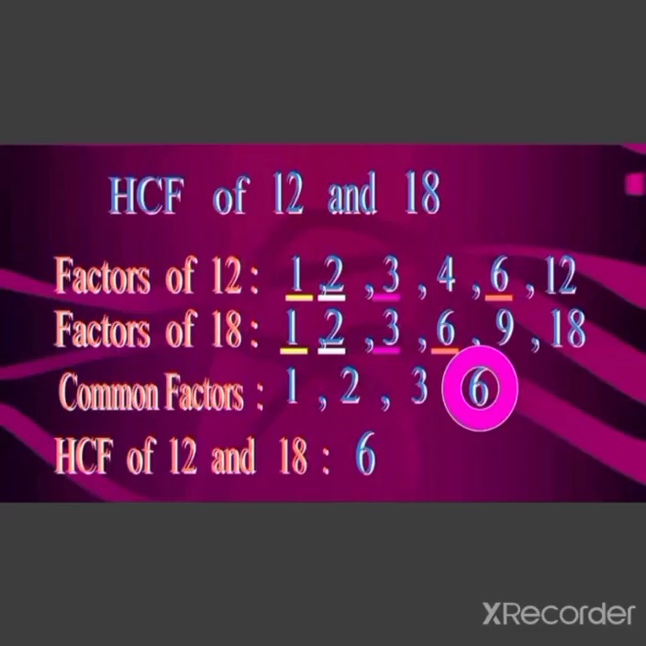Now, out of these 4 factors, 1, 2, 3, 6, we have to find the highest common factor. So 1 is not the highest, 2 is not the highest, 3 is not the highest. So 6 is the highest common factor. So HCF of 12 and 18 is 6.